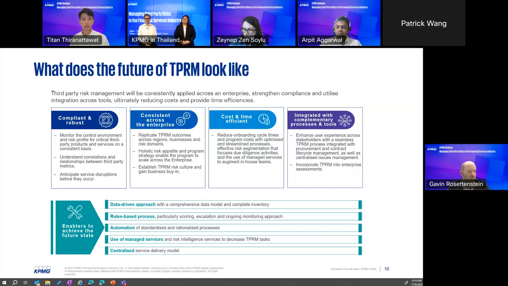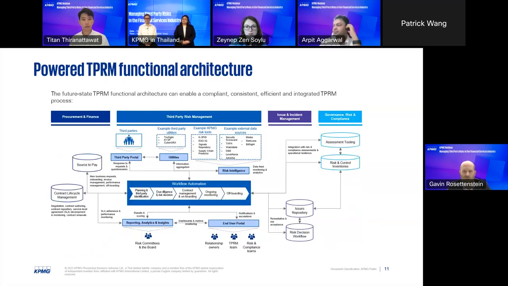If we move on to the next page, this is going to give you a view of what we call our TPRM functional architecture. Apologies, it's probably quite small on the page for you. You'll see in the middle there the workflow automation. We were talking around the different stages of the life cycle of an engagement with a supplier, and you've got third-party identification, your due diligence, contract management, etc., etc.